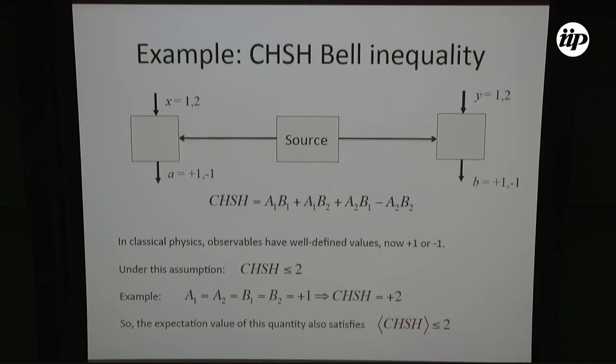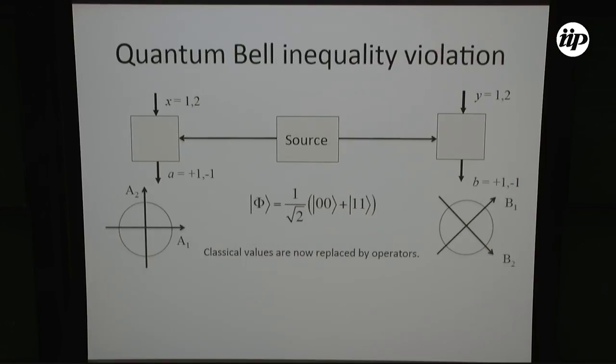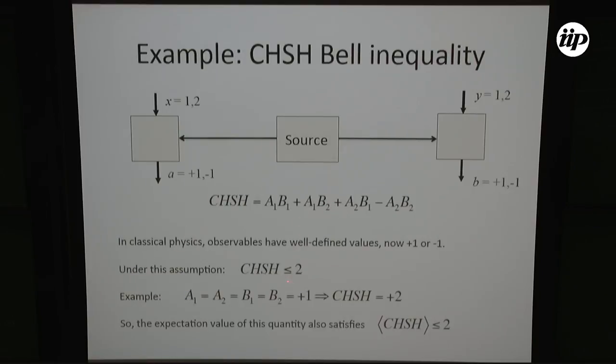Okay, so this tells you that if things are defined, then you cannot go beyond 2. Okay, this is a Bell inequality. Just a constraint on the correlations that you can see. Okay, this is something I construct from the numbers I see, the probabilities I see here, and I know this number cannot be larger than 2.